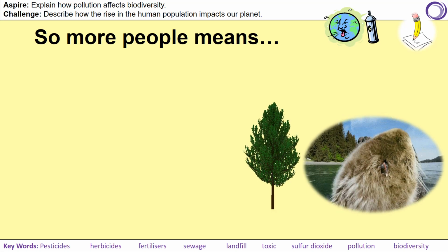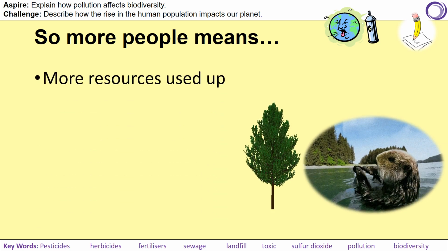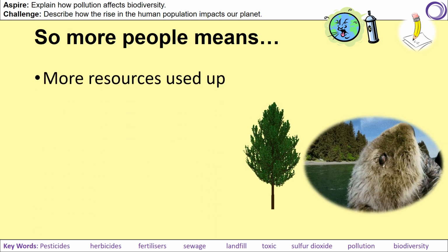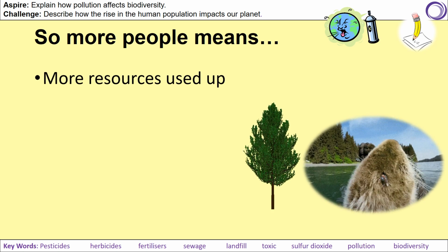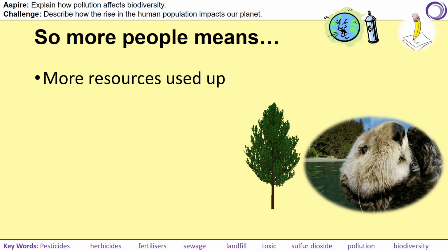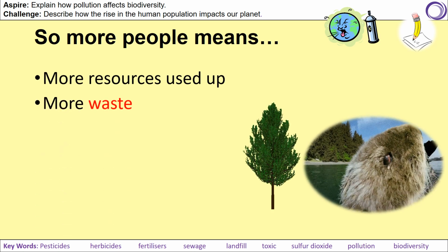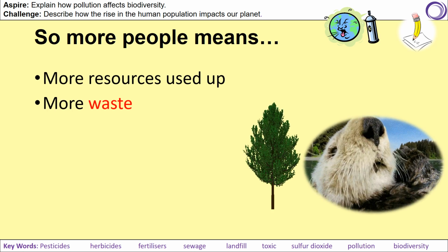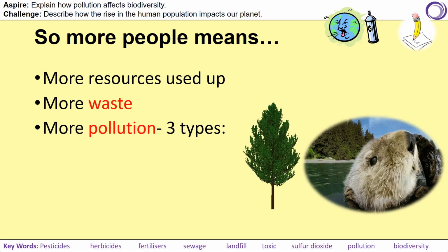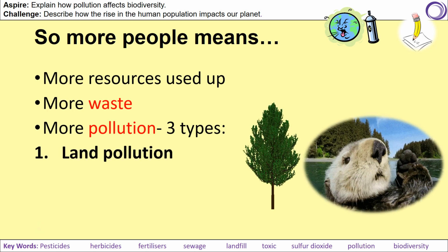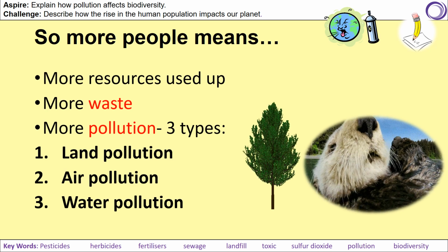So having more people on our planet means more resources are being used up and at a much faster rate. It's estimated that by 2060 our fossil fuels will be depleted. There'll be more waste and there'll be more pollution, of which there are 3 types: land, air and water pollution.